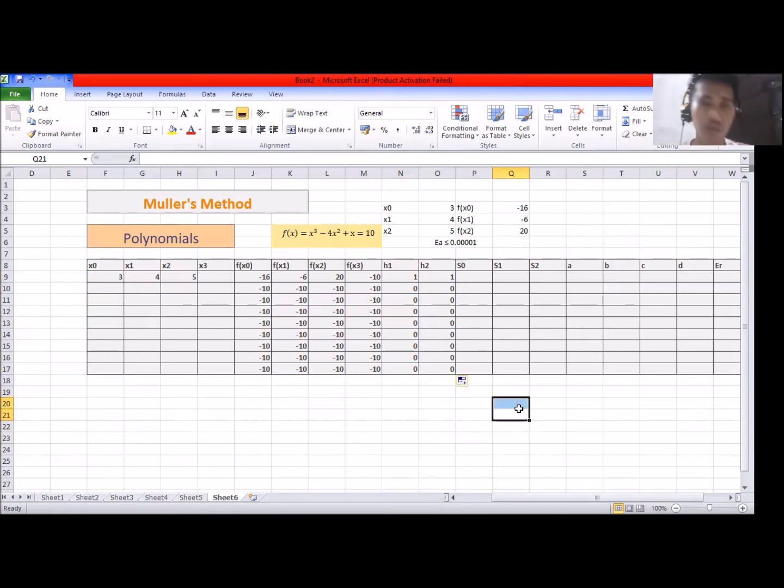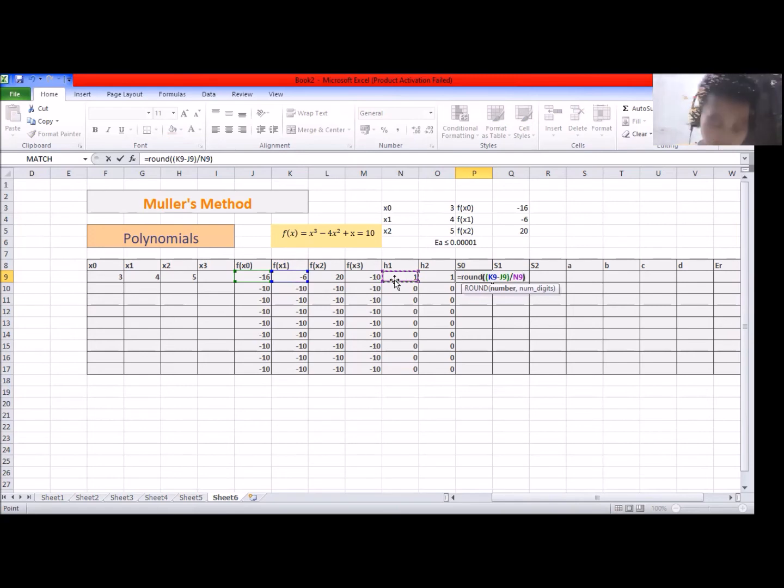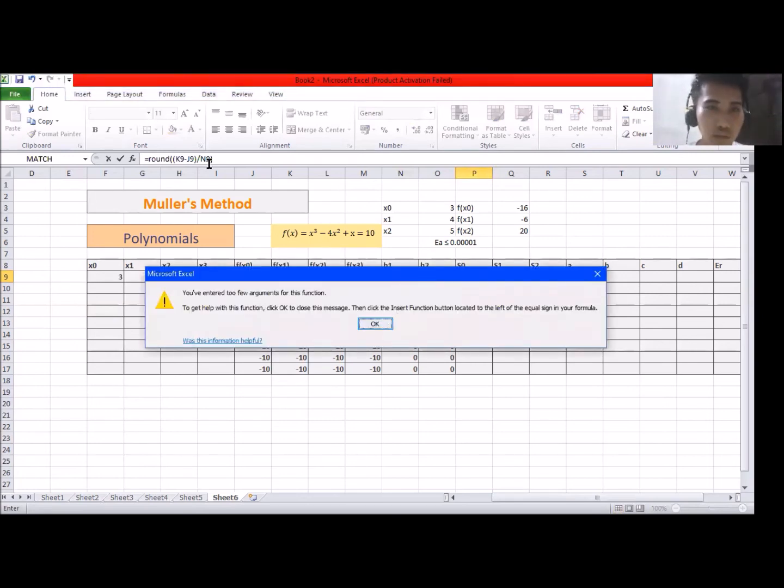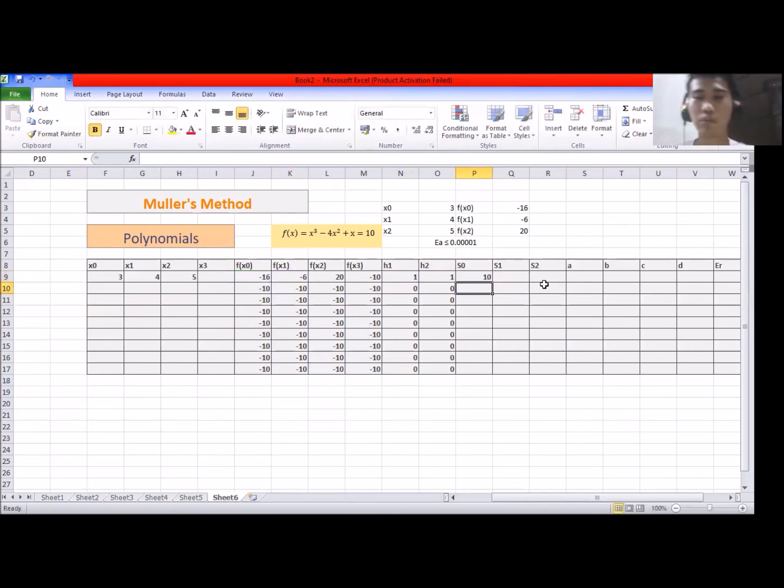Getting the delta, we have the formula of S of 0 that equals the function of x of 1 minus the function of x of 0, all over h of 1 or h of 0. That is the particular formula we have given.